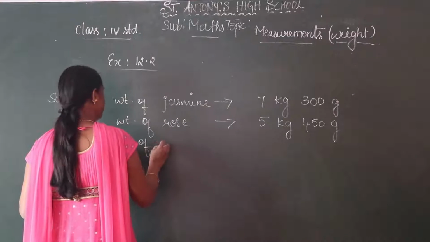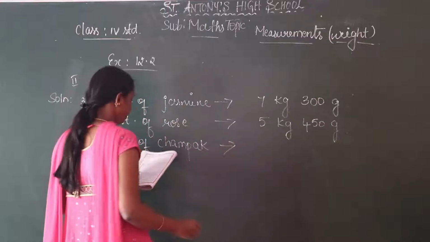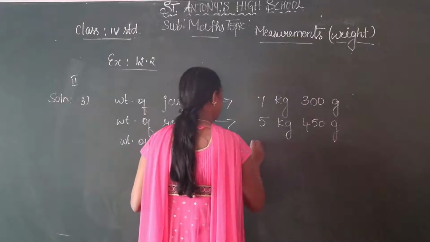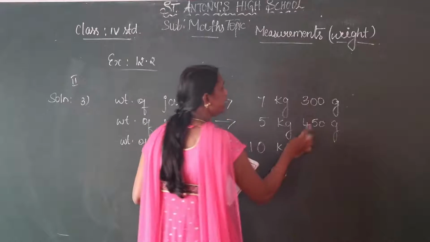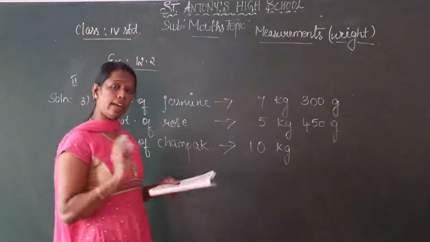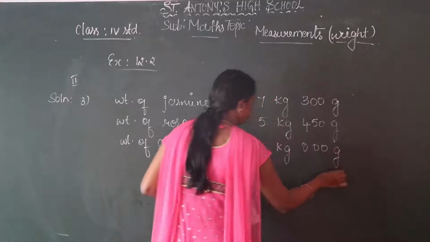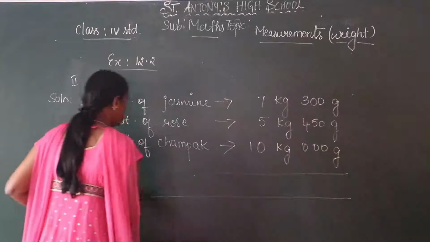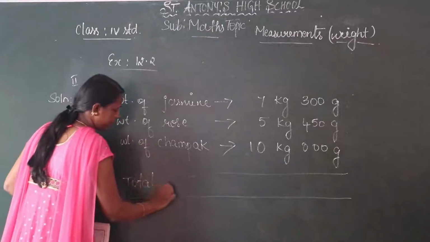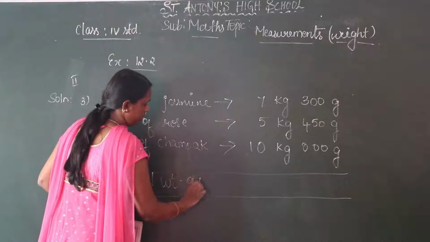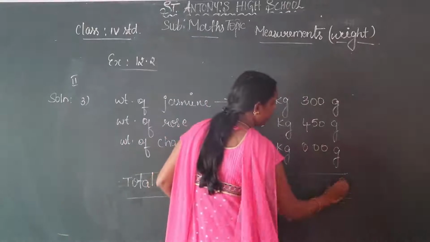Weight of champak, answer 10 kg. Write down 0 in the unit place, 1 in the tens place. 10 kg. There is no grams given there. They are not given. So write down zeros to avoid confusion while addition. Okay. So write down the total weight of all the flowers. Total weight of flowers. How much? So now we have to add the given weights.